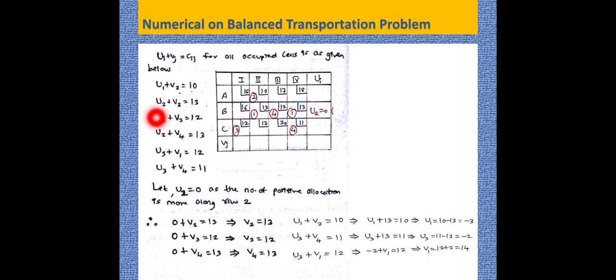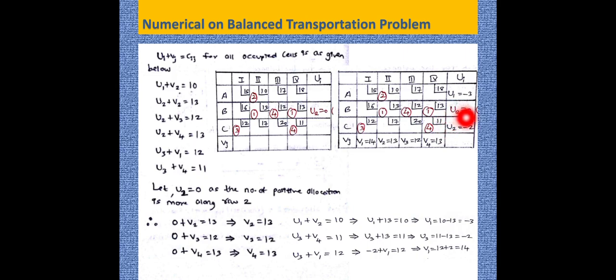Next, I know V2 here, so I will use this relation to calculate U1. U1 plus 13 is equal to 10, so I get U1 is equal to minus 3. Similarly, to calculate U3 plus V4, I know V4 here. U3 plus V4 is equal to 11, so U3 will come minus 2. Using that relation, I will calculate V1, so V1 is coming 14. All of that is written here: U1, U2, U3, V1, V2, V3, V4.